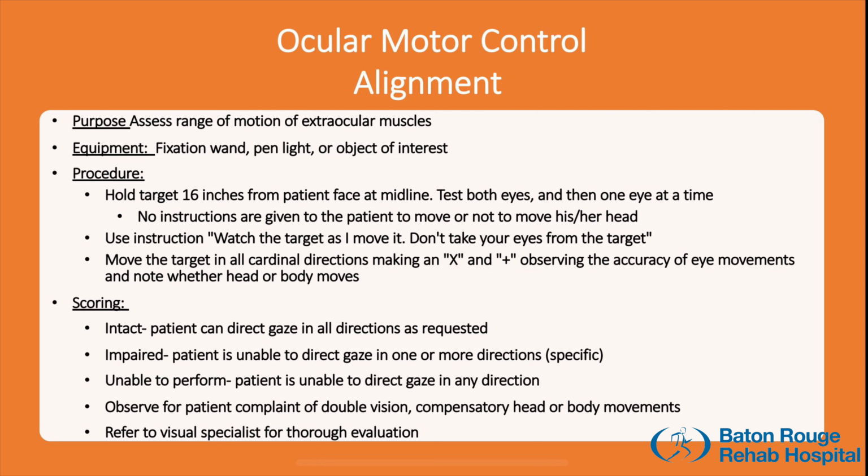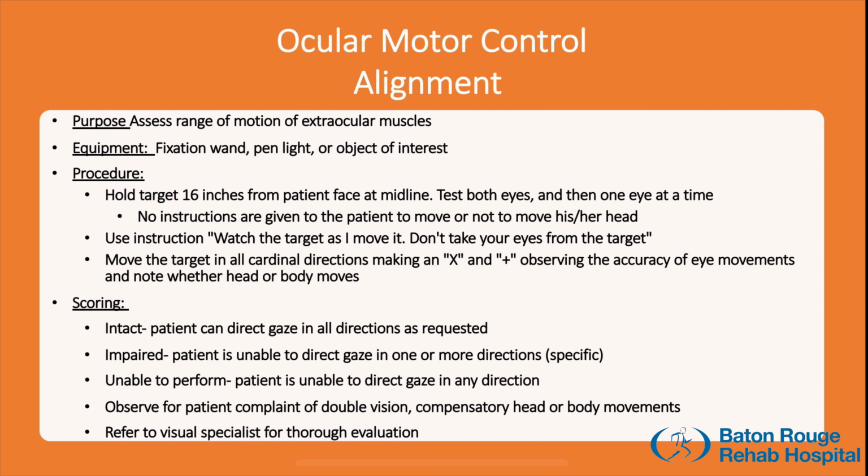To screen for ocular misalignment, you will begin by presenting a target or object of interest at the patient's midline, approximately 16 inches from their nose. You want to observe the location of the pupils as they look at this target. They should be symmetrical in nature unless they have a history of ocular misalignment. You will then instruct the patient to watch the target as you move it. You will move the target in all 9 cardinal directions of gaze by making an X and then a T. Again, observe for symmetry, abnormal compensatory head movements and body movements, and/or impaired range of motion in the eye movements.